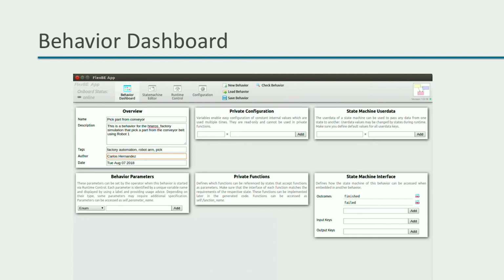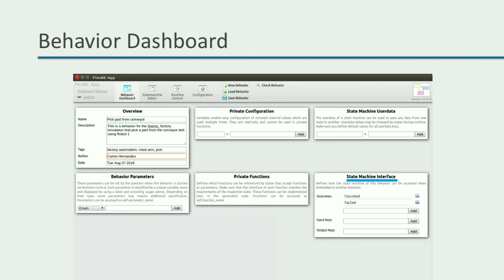Okay, now we have written the basic information about the behavior we are creating. But we can see that there are more inputs in this dashboard view. The sections Private Configuration, State Machine User Data, and Behavior Parameters allow us to define different types of data and parameters that we can use in our behavior. We will explain them later when we need them. The private functions is a more advanced functionality that we will not explain in this course.